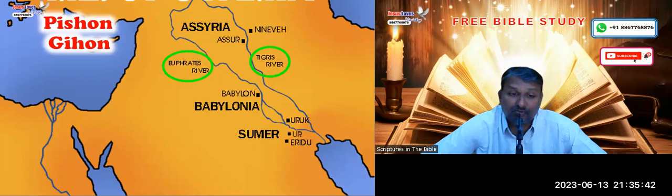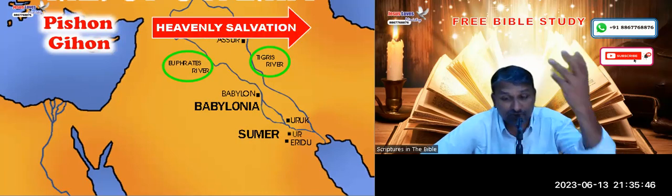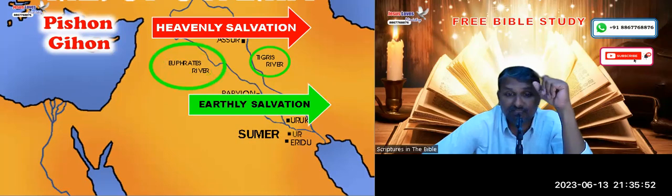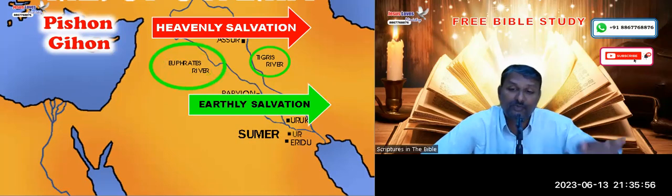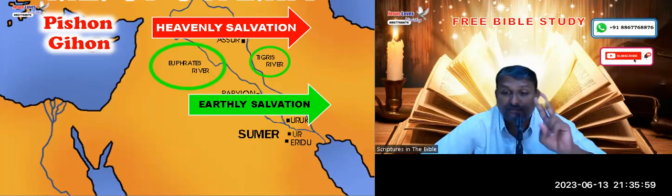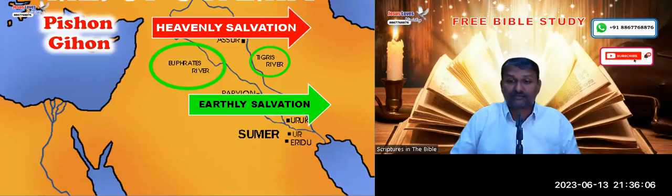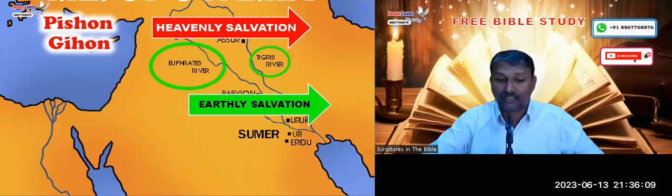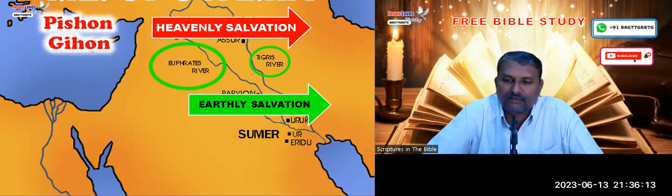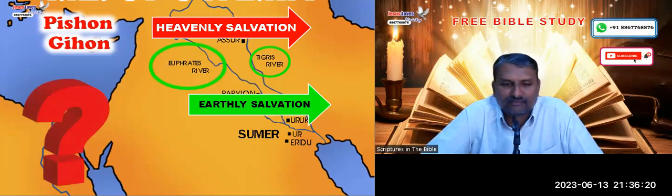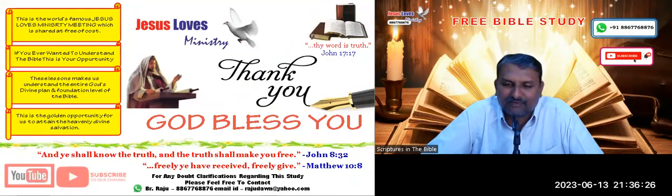Almost correct. The Pishon and Gihon represent heavenly salvation. That is not on the earth. So it is not there on the earth; it is there in the heavenly salvation. Earthly salvation is what is seen here. Hence the two rivers which belong to earthly salvation are still there on the earth. The first two rivers, which are heavenly salvation, we can't see. Correct now? Can we see heaven from here? No. So therefore, these two rivers are not visible today. Got it, brother? Simple. Yes, sir. So this is how we study the Bible.